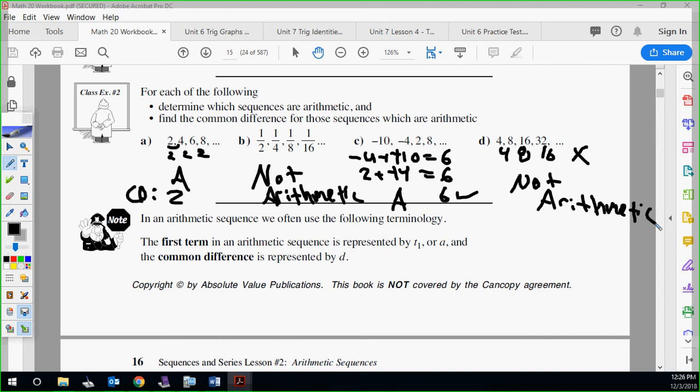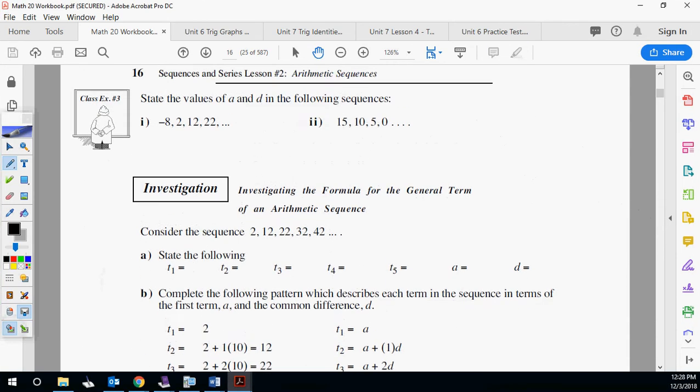All right. In an arithmetic sequence, we often use the following terminology. The first term in an arithmetic sequence is represented by T1 or A. These are important values for the pattern. The starting point, term 1 or A, and then the common difference is represented by D. All right. Let's get some examples now. You're going to see where the solving and stuff comes from.